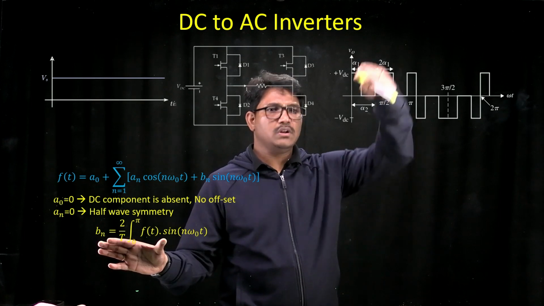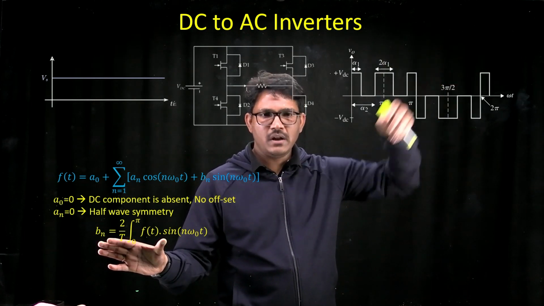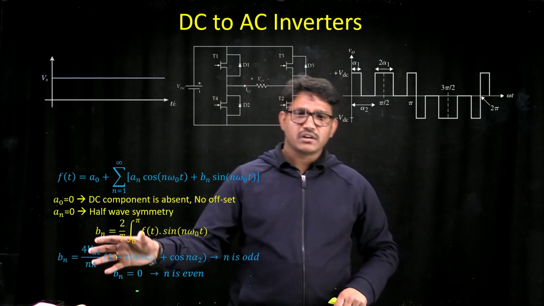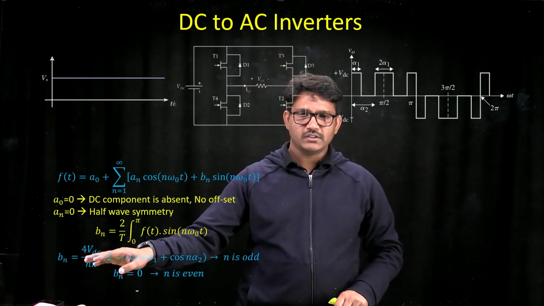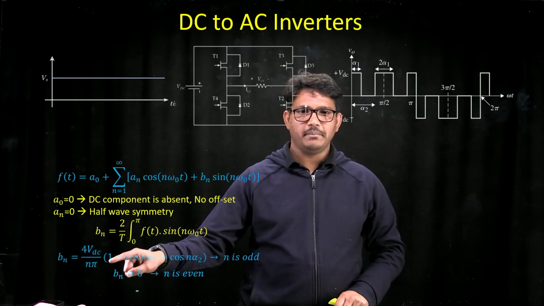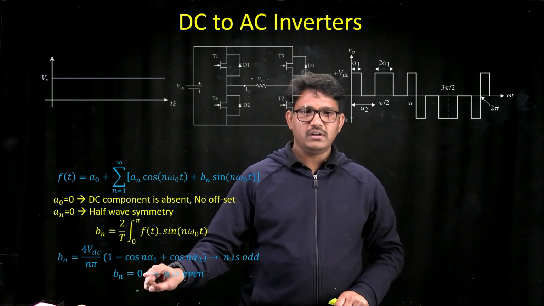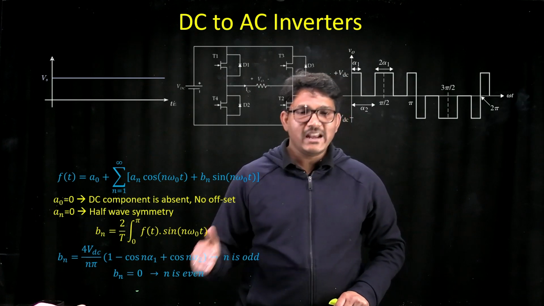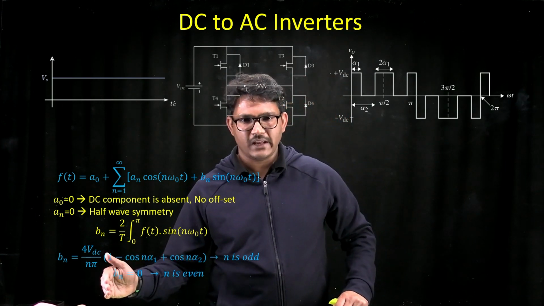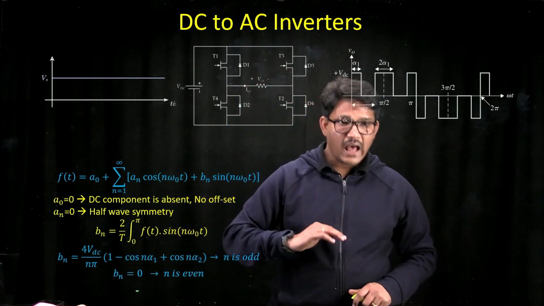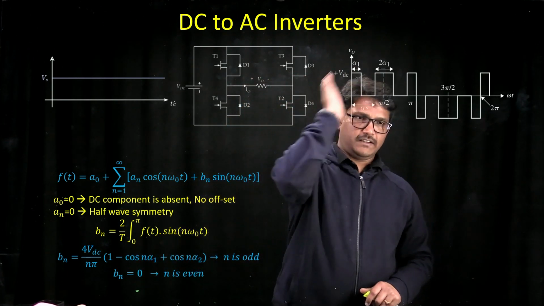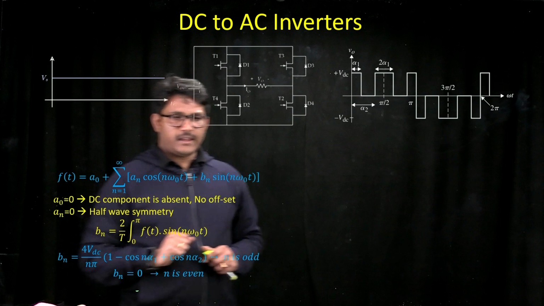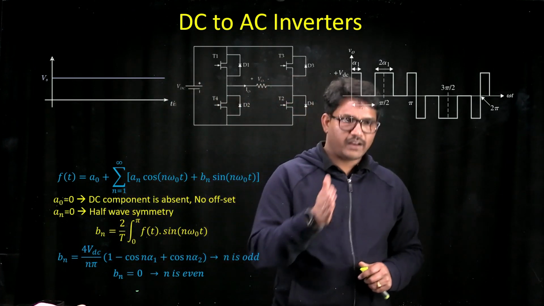So, if you substitute this particular output voltage waveform and calculate Bn, you still get Bn to be a function of alpha 1 and alpha 2. Bn is 4 VDC upon n pi multiplied by 1 minus cos n alpha 1 plus cos n alpha 2, only when n is odd. When n is even, then Bn equals 0. That means you do not have even order harmonics even in this case. You'll have only odd order harmonics, so let us say n equal to 1, 3, 5, 7 and so on.